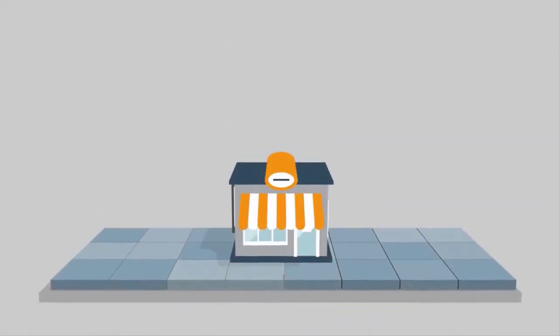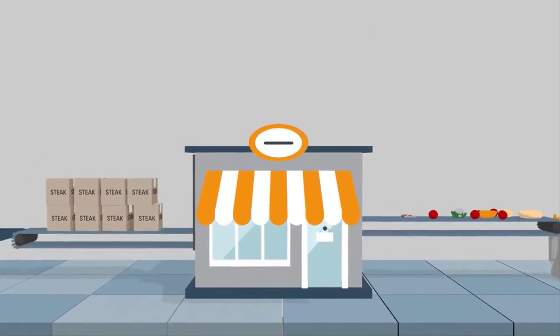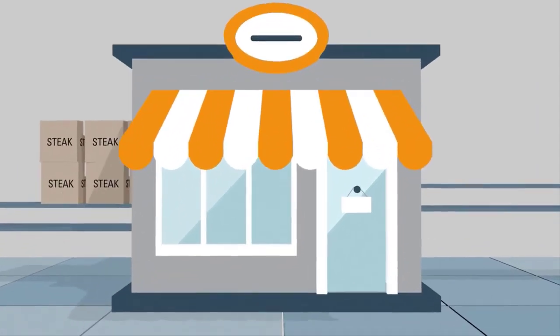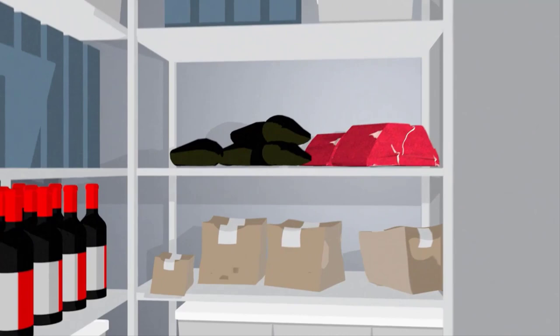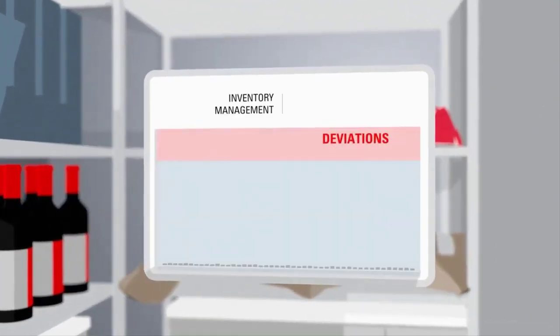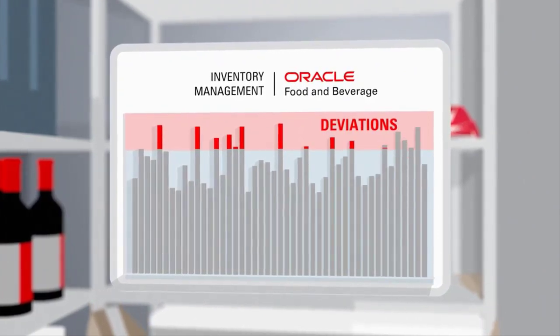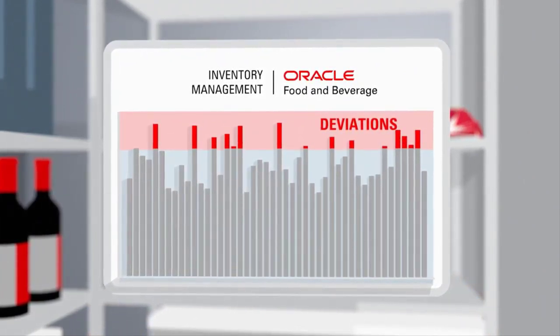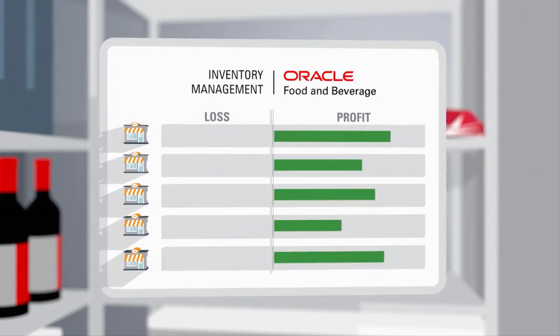But theft was not Lauren's main issue. With inventory management, she realized that food waste was her problem. The cooks were over-portioning and giving food away. Food was being kept too long until it had to be thrown out. Thanks to inventory management, Lauren could see the deviations. She no longer over-orders so that food is wasted, and she retrained her staff on portioning. This has saved her money every week in every restaurant.